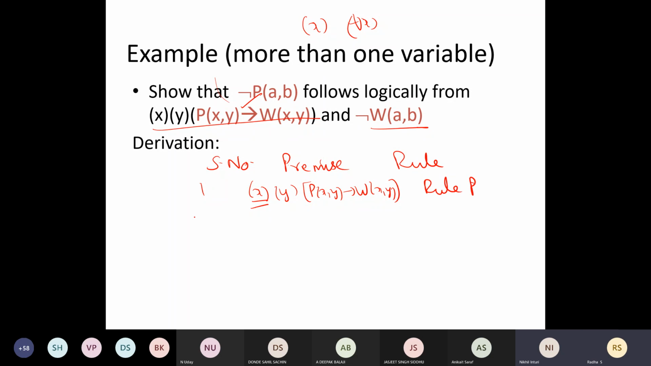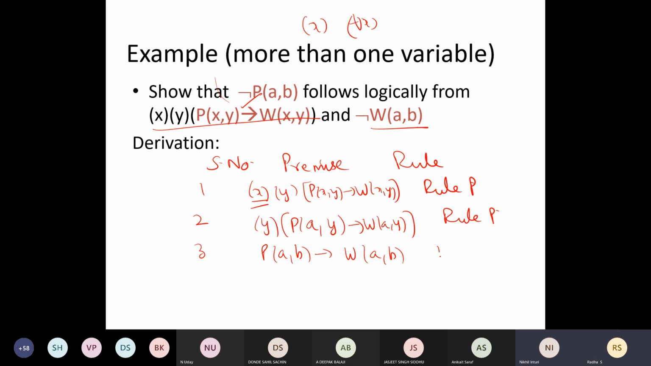Rule P. Please listen, you may not be knowing it. You can go for universal specification, either on x first or y first. So I'll go on x first. That means I'll replace x by a now. Clear? So I'm removing that. Next, I'm going for specification on y. So I'll write P of A comma B implies W of A comma B. Here I should write universal specification on x, here universal specification on y.